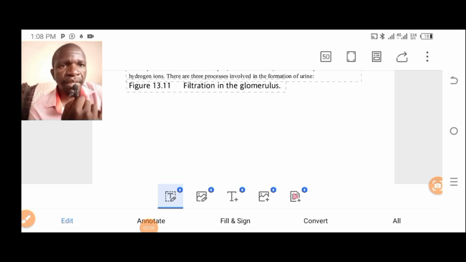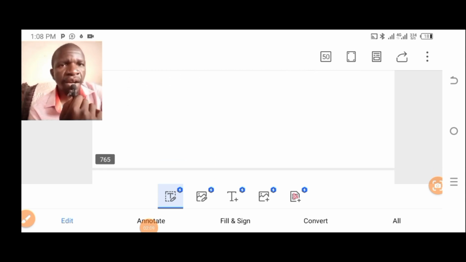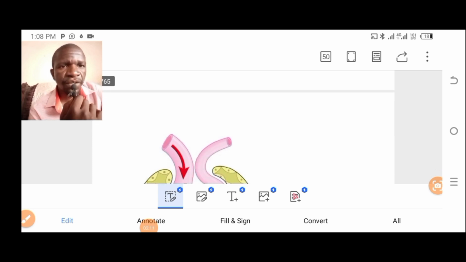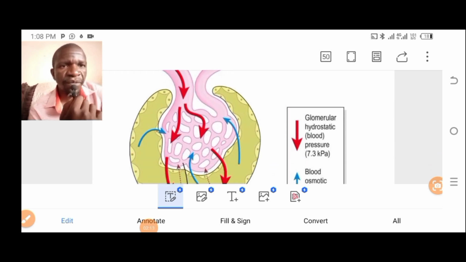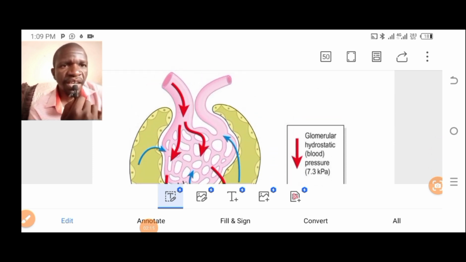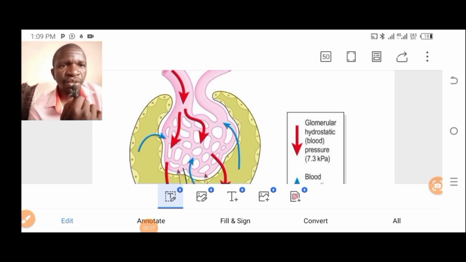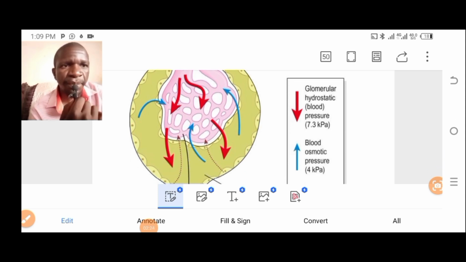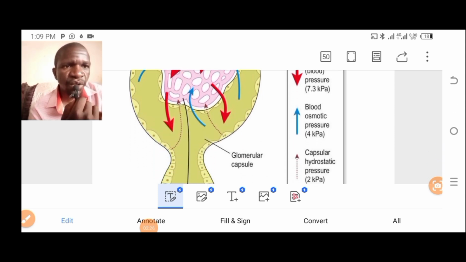Filtration occurs in the glomerulus. That's why we call it glomerular filtration, the first stage of urine formation. So you can see this is the glomerulus, which is made up by the afferent and the efferent arteriole, and it is encapsulated in the Bowman's capsule, which you are seeing here.